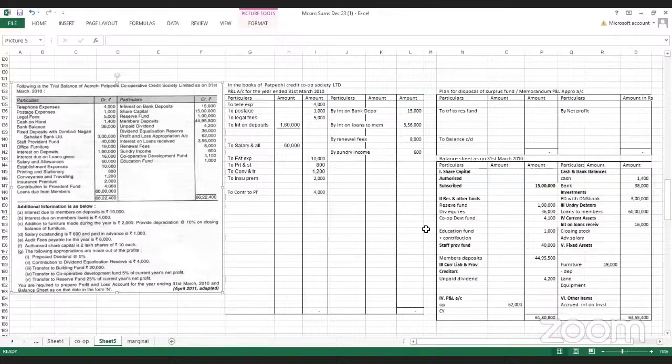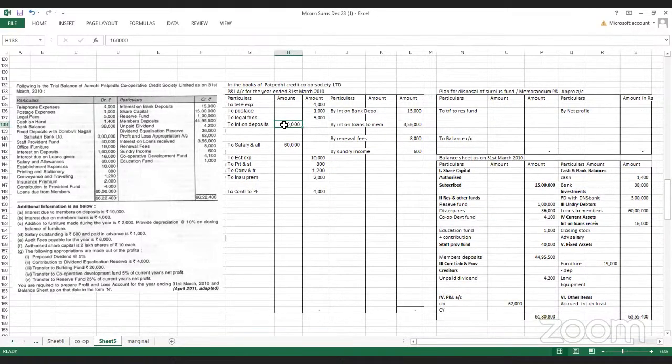Okay, now we go through the adjustments. Interest due to members on deposits. Okay, so due to members, so we are paying it. So it will be on the debit side. Interest on deposits. So that I'll write here, add outstanding. The interest is payable to members. How much? 10,000. Okay, and it's a liability. You can show it separately. Interest due on deposits, 10,000. Okay. For every adjustment, you have to give two effects.